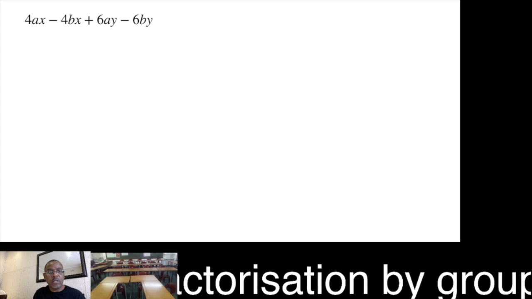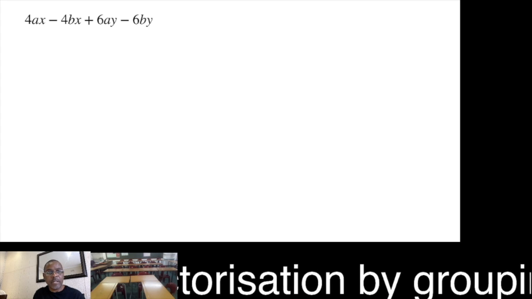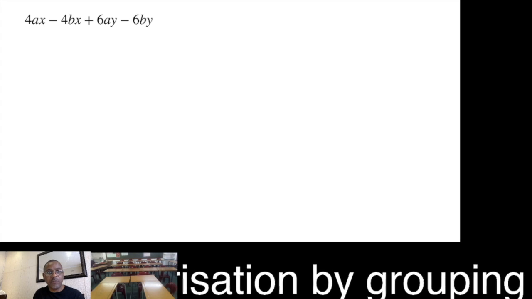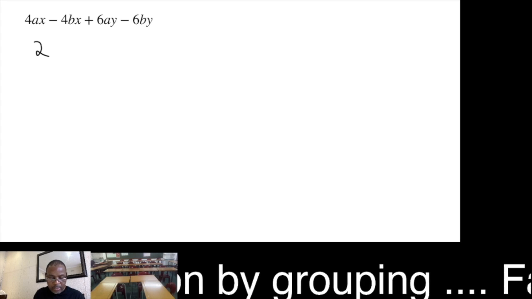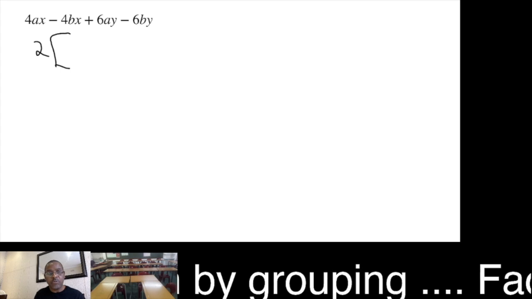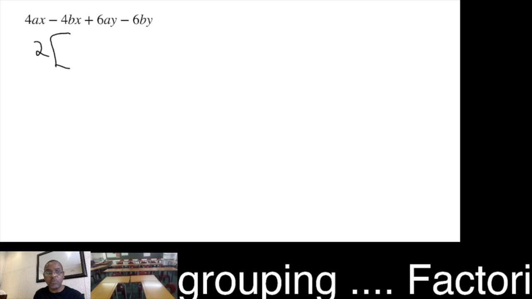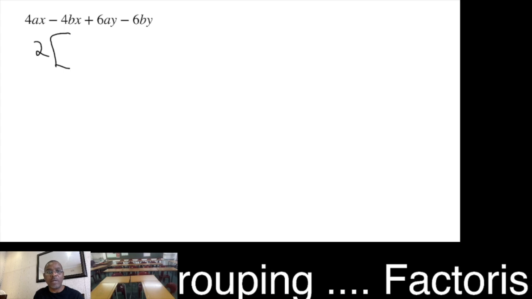Let's look at this example. Remember, the first thing you need to check for is the highest common factor. If you look at all these 4 terms, the first one has a 4, the second one has a 4, the third one has a 6, and the last one has a 6. So 2 is common. Do you see that? I'll put it outside that big bracket there. Then what do we have inside? So that when we multiply back by 2, we go back to 4ax minus 4bx plus 6ay minus 6by.